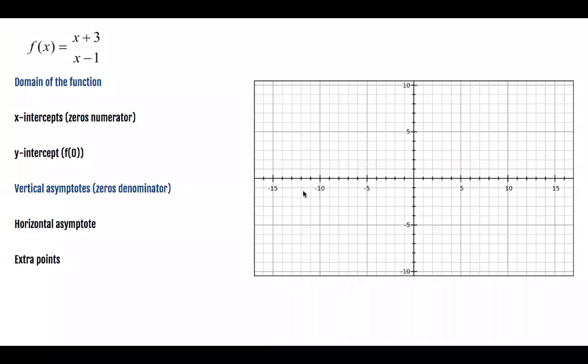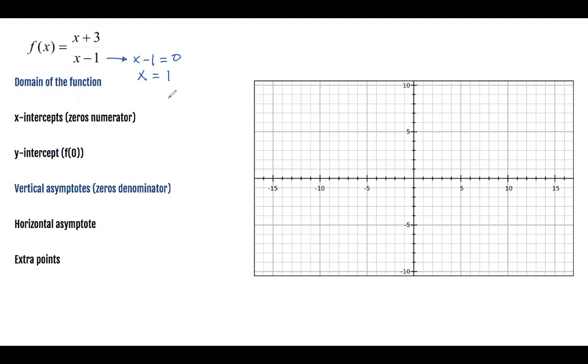In this example, we're going to recall how to sketch the graph of a rational function. This is a rational function with a degree 1 numerator and a degree 1 denominator. Remember that in order to find the vertical asymptotes, you have to use the denominator and set it equal to 0. We need to find out which value is going to make that denominator 0.